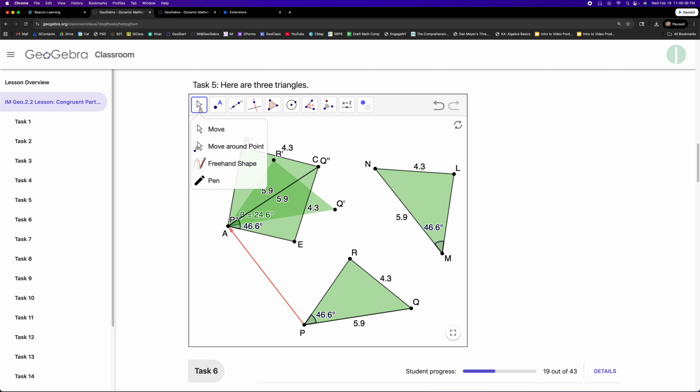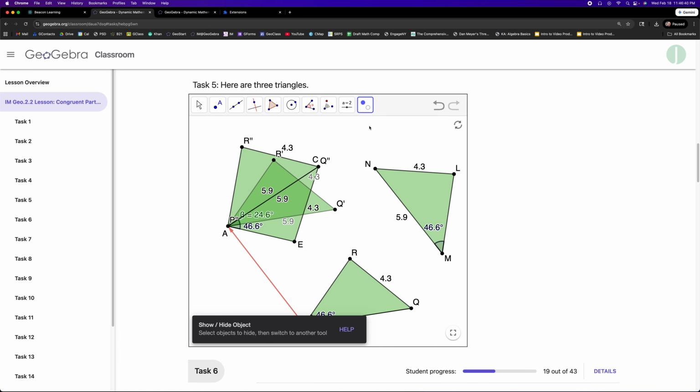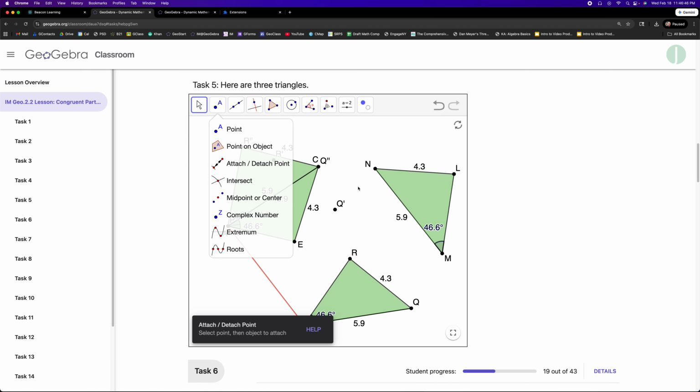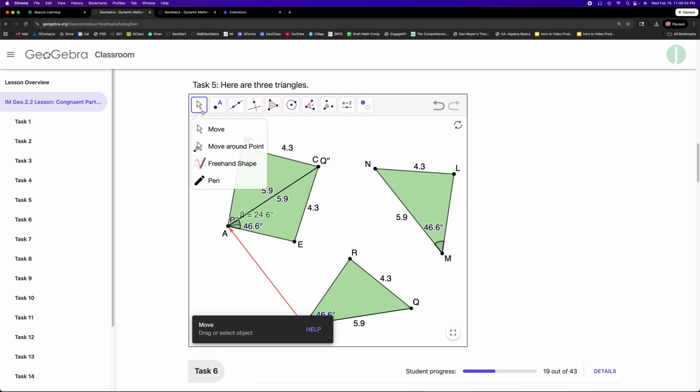Okay, let's try that. Okay, there we go. So far so good. And again, I'm going to hide these points right here. All right, there we go. Okay, I got it all hidden.